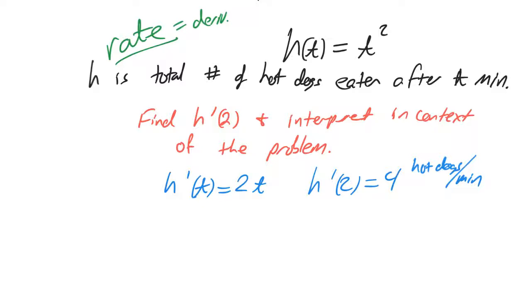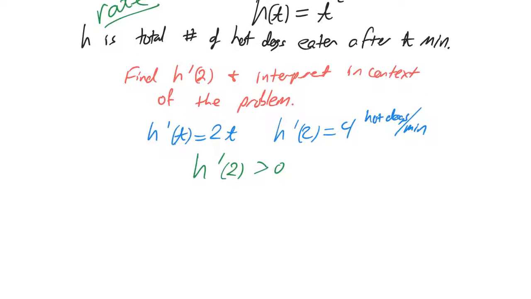So what if we were a little bit more vague? What if all we knew was this? What if we knew that h prime of 2 was positive? How would we answer that question? What does that mean in context?